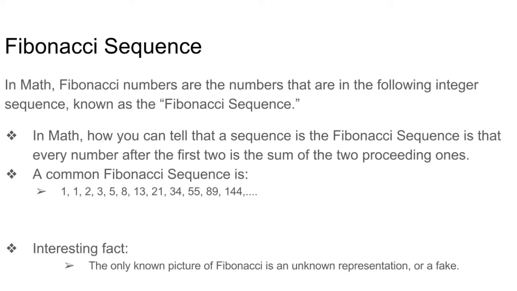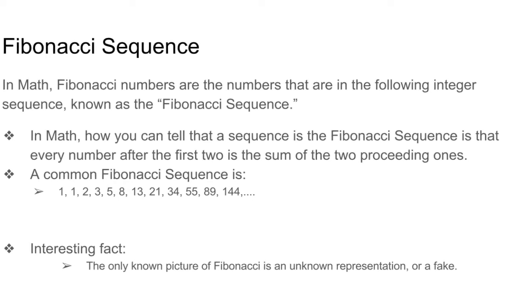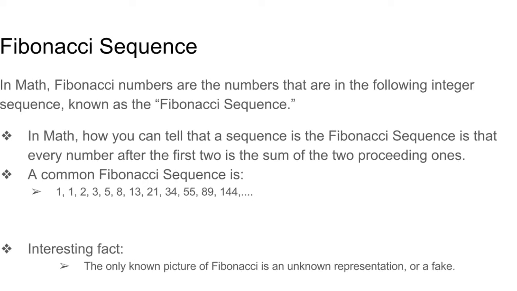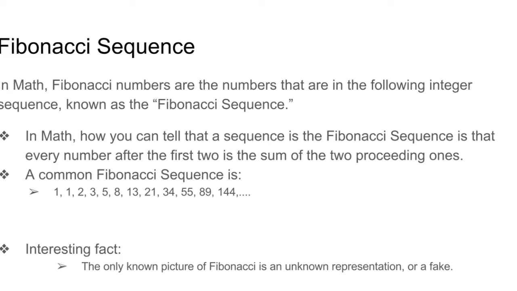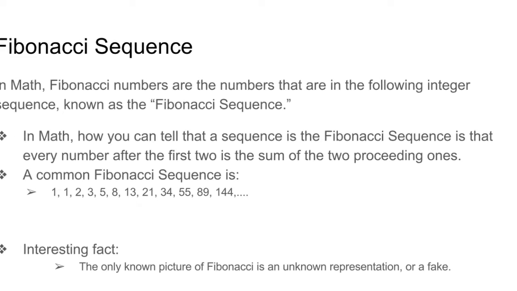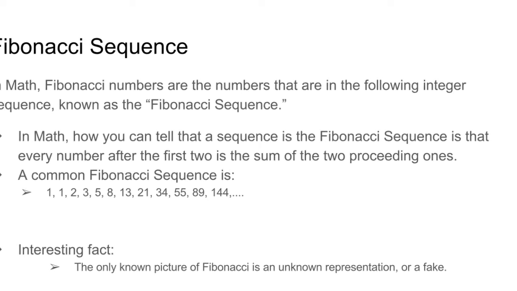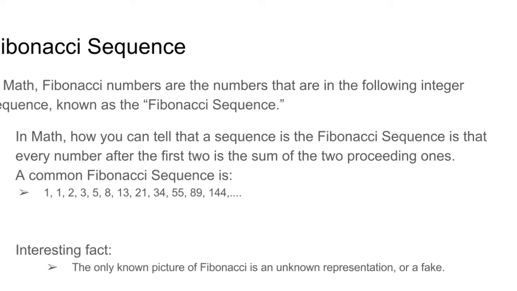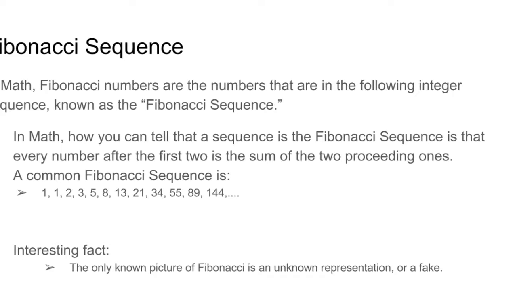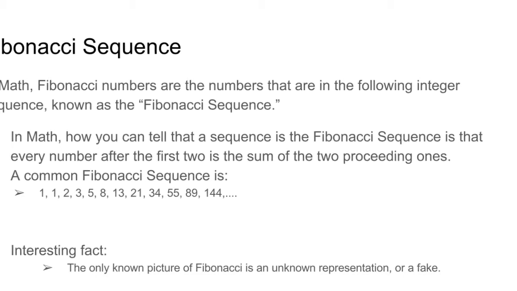A common Fibonacci sequence example is 1, 1, 2, 3, 5, 8, 13, 21, 34, 55, 89, 144, etc. How you can tell this is a Fibonacci sequence is because 1 and 1 is 2, 2 and 3 is 5, 5 and 8 is 13, and so on.